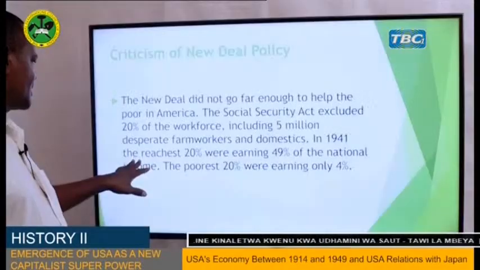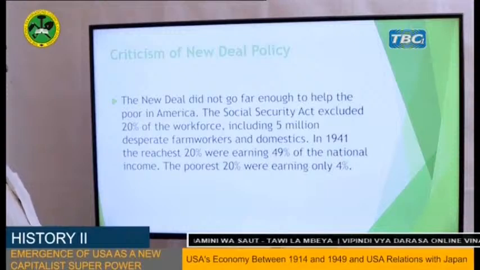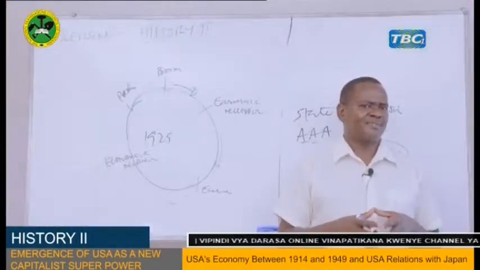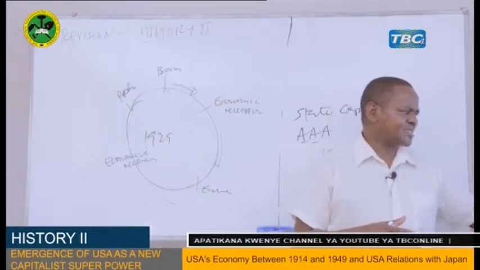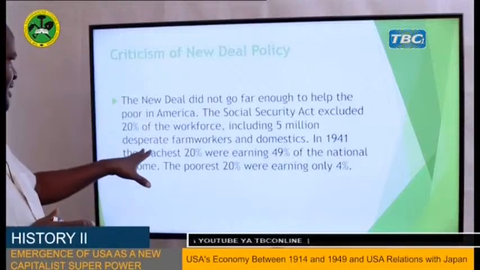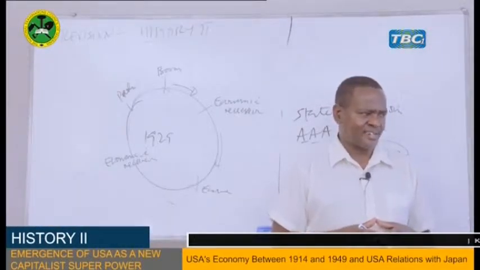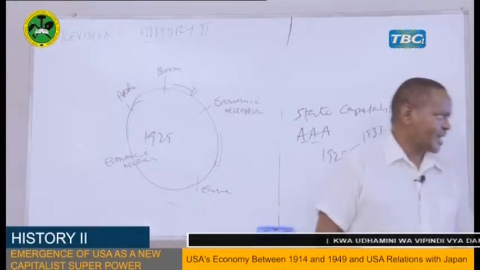In 1941, the richest 20% were earning 49% of the national income, and the poorest 20% were earning only 4%. That means 20% of the American people were earning only 4%, while the richest 20% were earning 49%. So what they want to say here is that the New Deal just increased the income inequality in America, instead of reducing the income gap between the poor and the rich.